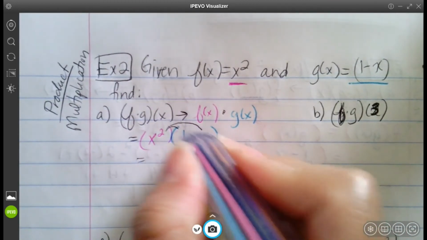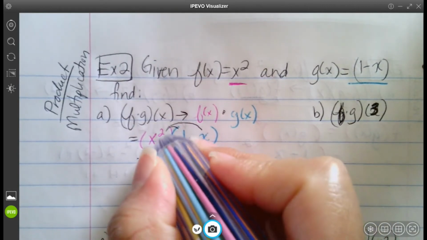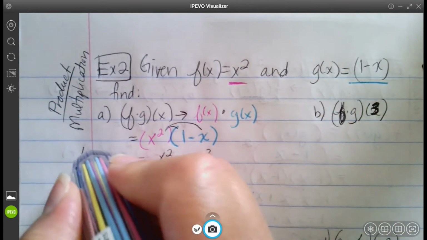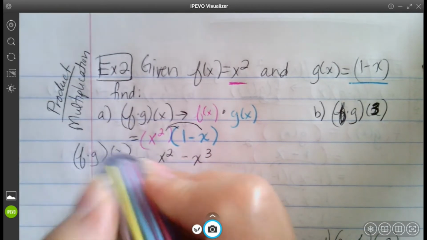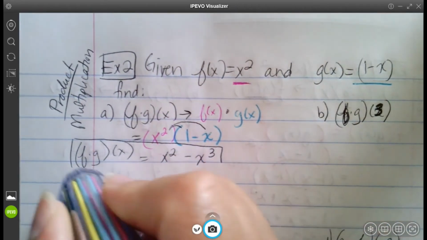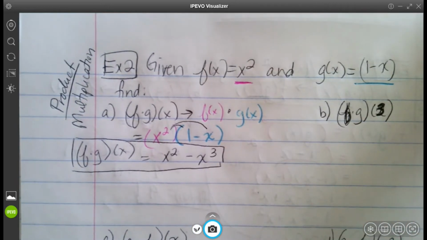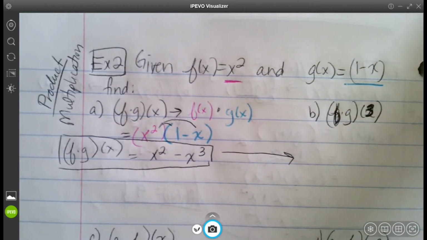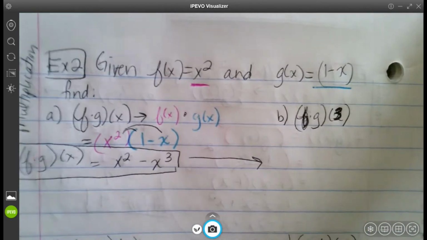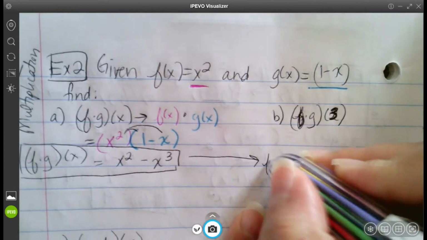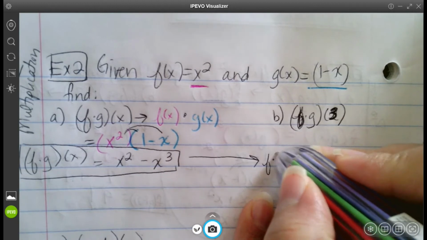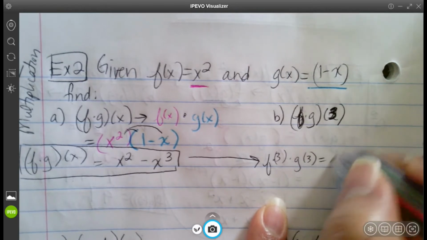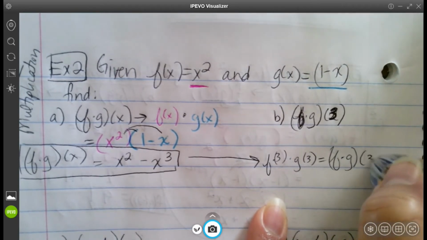Okay, so x squared times 1 is x squared. X squared times negative x is minus x cubed. So f times g of x is equal to all of this right here, x squared minus x cubed. Okay, and the good thing is now that we have this, we can find the answer for letter B right away because all we have to do is plug in that 3 into this. So it's kind of like saying f of 3 times g of 3, which would be the same as f times g of 3.